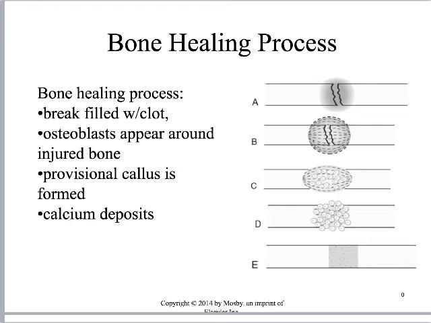The way that the healing process works is the break will fill with a clot. Then we start to have osteoblasts, or bone-forming cells, appear around the area. They create this provisional callus and calcium deposits. We will see different parts of this as we do different radiographic examinations during the course of patient healing. Here is an example of a callus formation with a fracture that looks like it was not treated surgically, right? They did nothing to create appropriate union for the bone, and so we have callus formation with malunion. It's not united quite right.